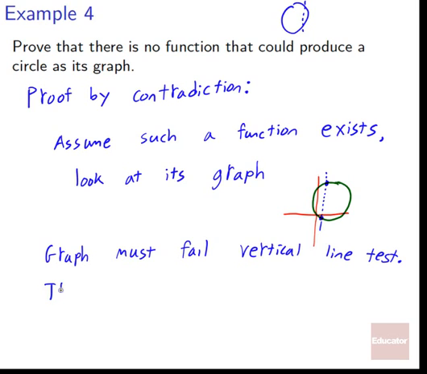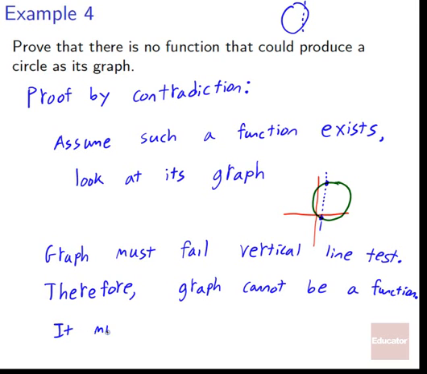So therefore, it is not a function. It cannot be a function. The graph cannot be a function, but it was the graph of a function. So since the graph cannot be a function, it must be that no such function exists.